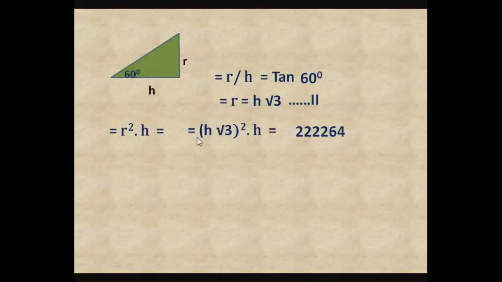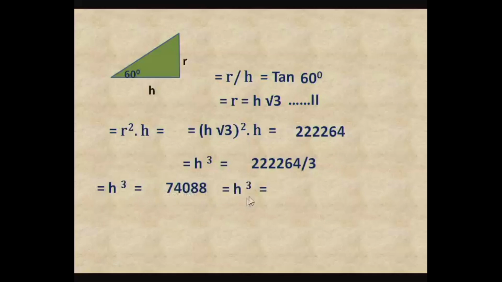R square h is equal to 2,22,264. I am substituting this R is equal to h root 3 in this, h root 3 whole square into h is equal to 2,22,264. Now, by squaring this root 3 it becomes 3 and h square into h becomes h cube, and that 3 I transpose to that side, it is 2,22,264 by 3. Now, h cube is equal to 74,088. After finding the cube root, I get 42 whole cube is equal to h cube. Cancelling these two powers, I get h is equal to 42 centimeters.